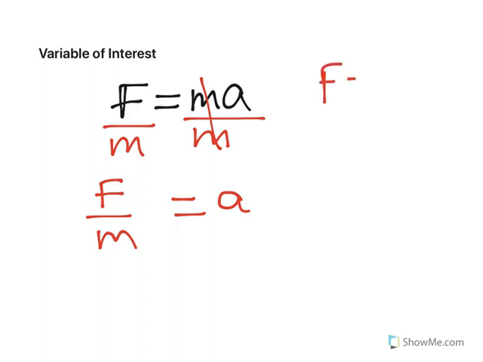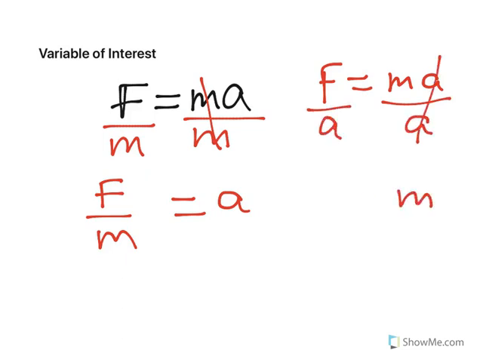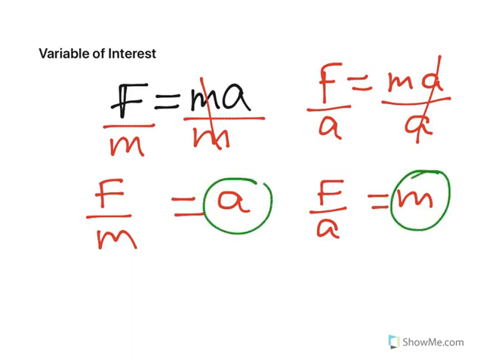If you wanted to solve for the mass, you divide both sides by acceleration, and you get mass is equal to force divided by acceleration. See, we've solved for the variable of interest, which is mass. We solved for the variable of interest over here, which was acceleration. And the original equation solves for force is equal to mass times acceleration. So that's a fairly easy example. Let's look at a difficult one.